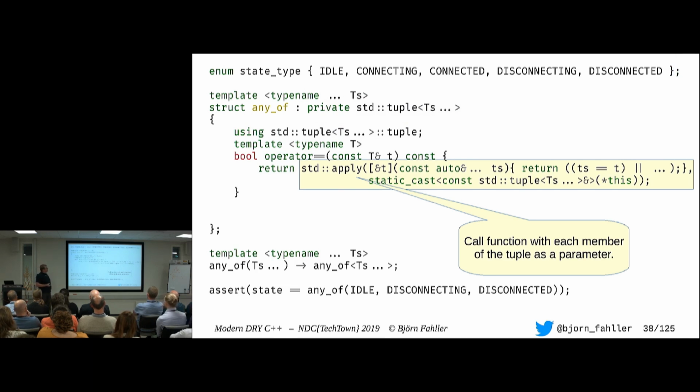Operator equal uses std::apply. std::apply is amazing. std::apply takes as the first parameter something that is invocable, a function, an object with a function call operator, what have you, and then it takes a tuple. And then it calls that function, invocable thing, with each of the tuple's members as the parameters, and that is so good, so amazingly good.